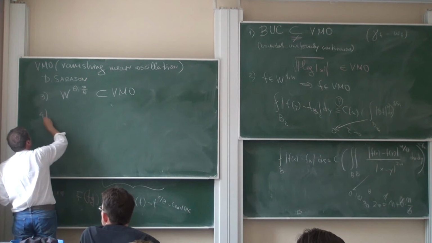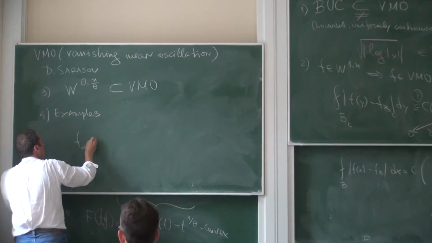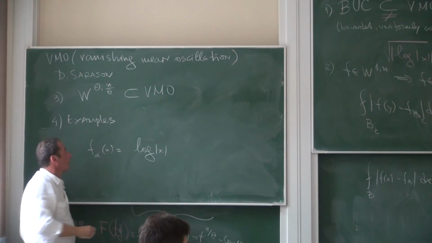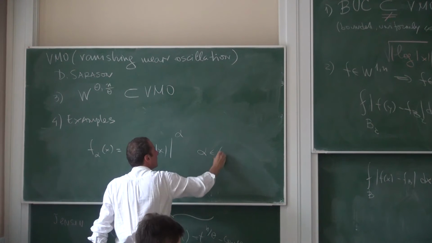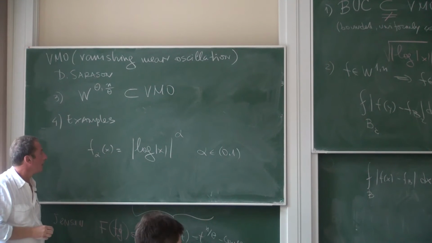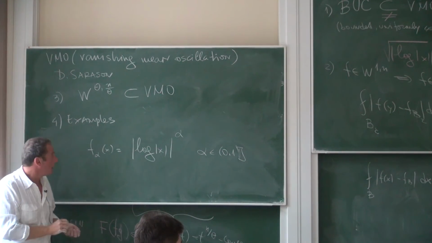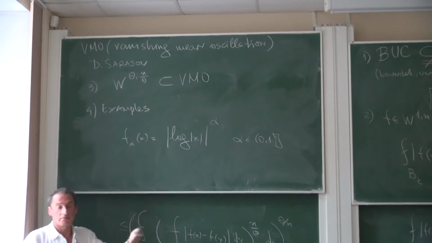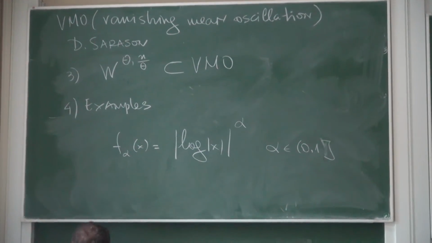And good examples are given by this family of functions. Let us consider the logarithm of the modulus of x, raised to some power alpha, where alpha is between 0 and 1. You can even take 1 included. By means of direct calculations or using some criteria I will give you later, you can check these inclusions here.